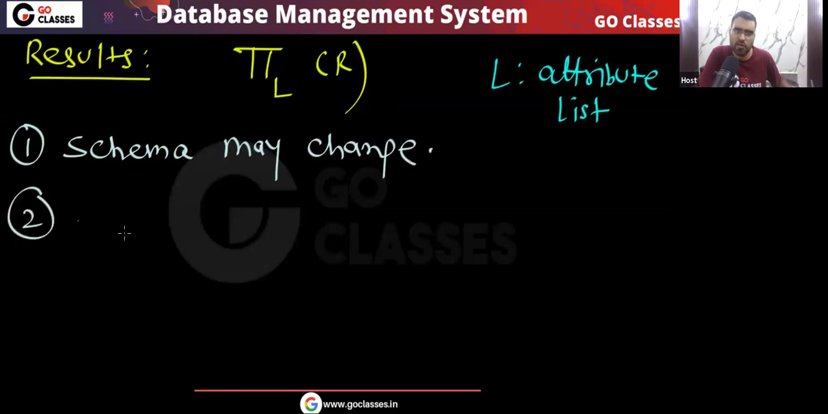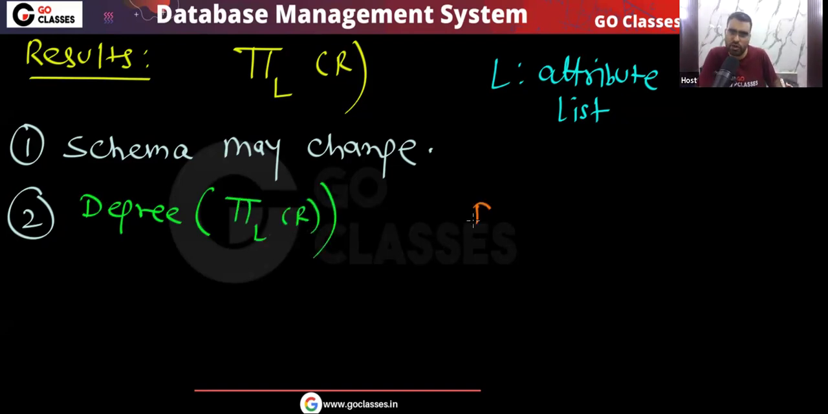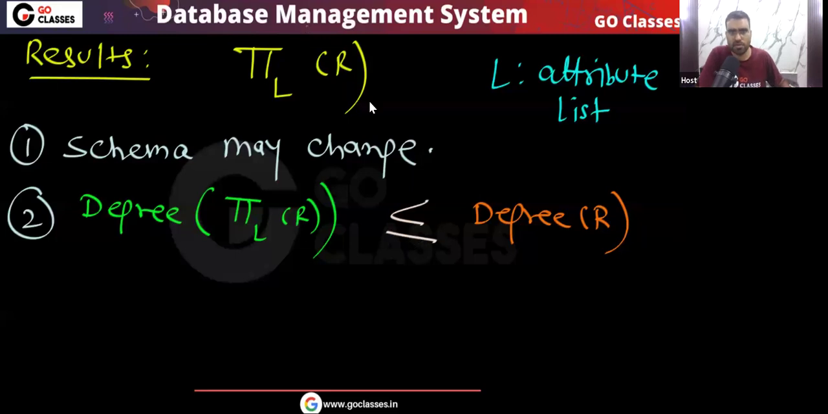Second, what about the degree? Let me know about the degree of this result. What can you say about the degree of this result, and what can you say about the degree of R? What is the relationship between them? The relationship between them is less than or equal to. Yes or no? Very simple.